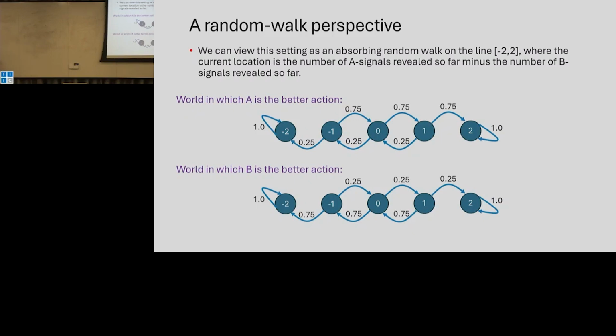In a world where B is a better action, it's the exact same Markov chain, but the other way around. Okay, this is what's happening. And so in this view, a pessimism trap is when the unfortunate things happen that we end up there. And that's where things get stuck.